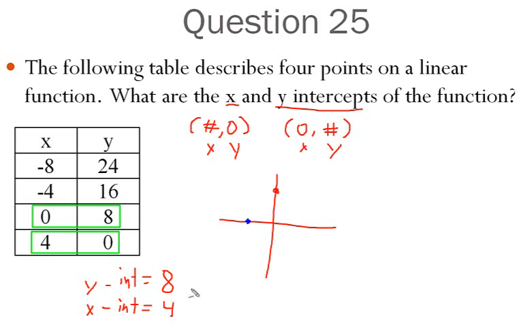If you wanted, you could even write it as the point. Let me do that real quick. The point would be, for the y-intercept, (0, 8). For the x-intercept, it would be (4, 0).